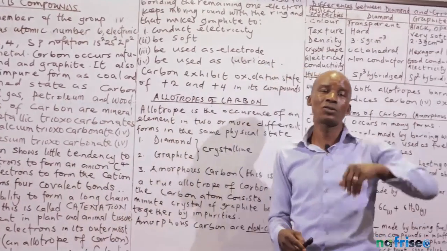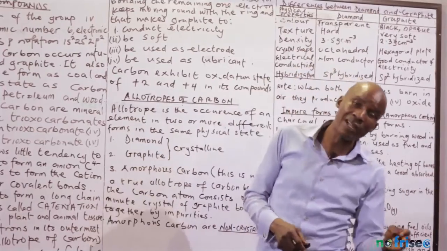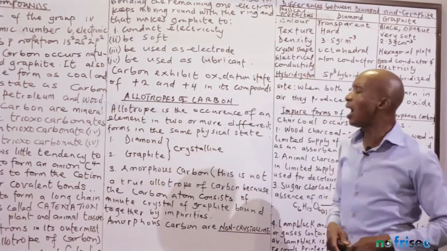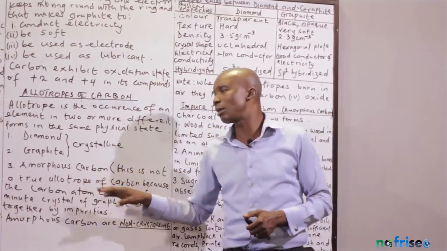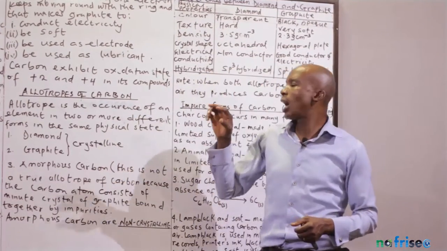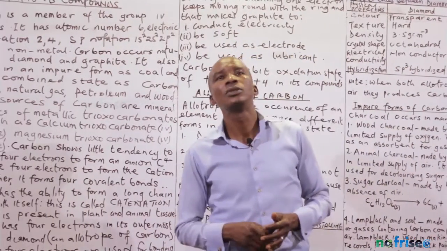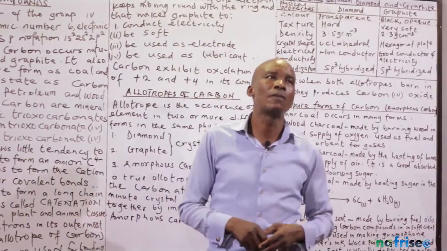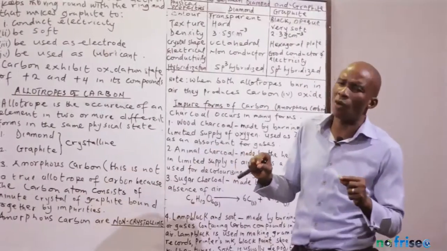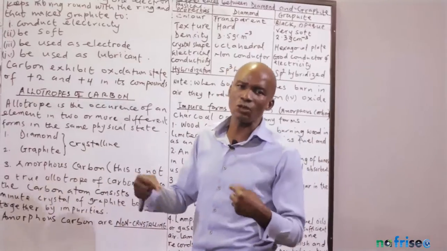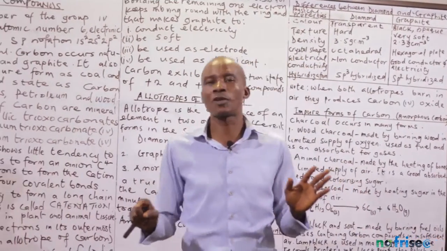Like I said earlier on, we have diamond, an allotrope of carbon. We have graphite, an allotrope of carbon. And we have another one that is not a true allotrope of carbon, which we call amorphous carbon. Amorphous carbon is not a true allotrope of carbon simply because it contains minute crystals of graphite laced with some impurity.